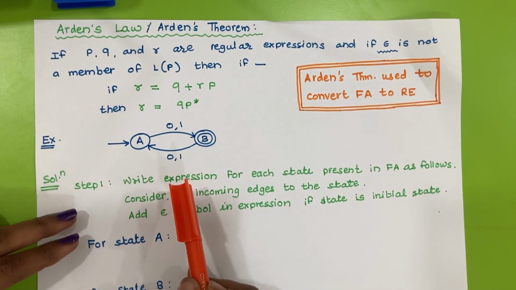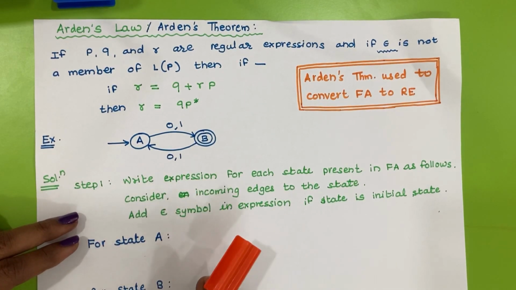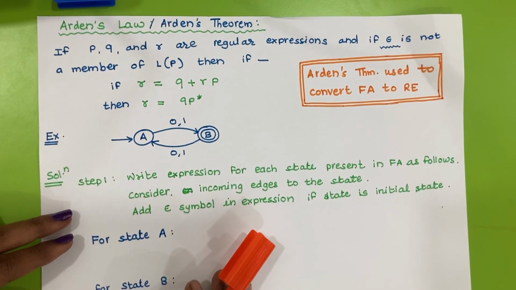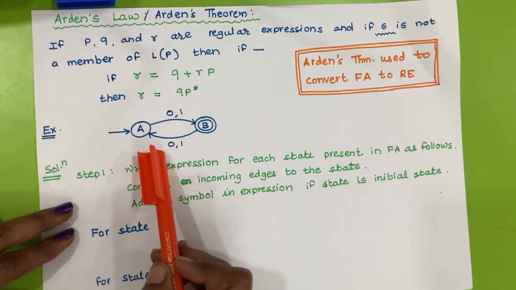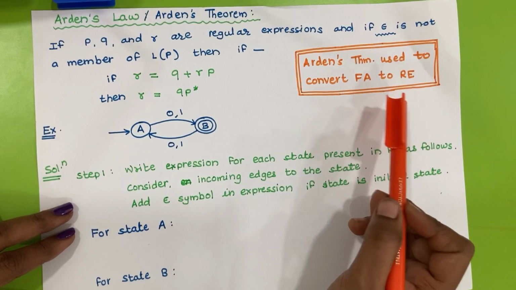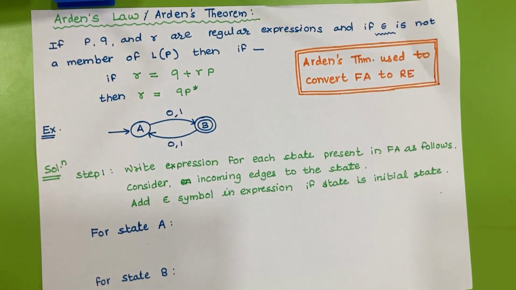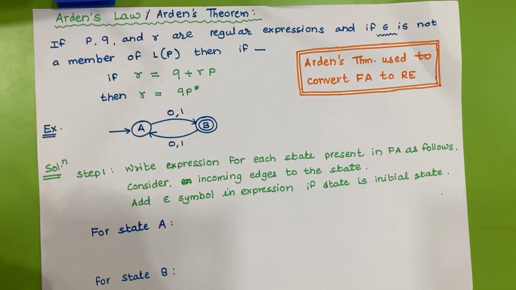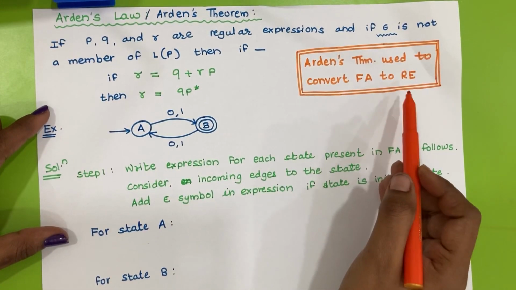It can be used both for DFAs as well as NFAs. So first we will take an example of a finite automata and try to convert it into a regular expression using Arden's theorem. Now we'll consider this example to convert FA into RE.